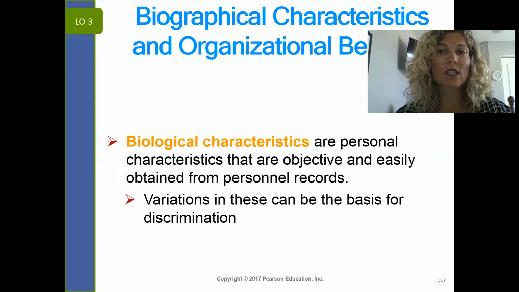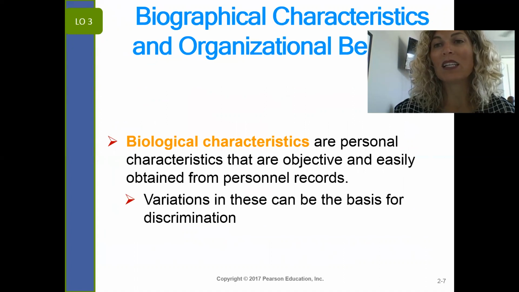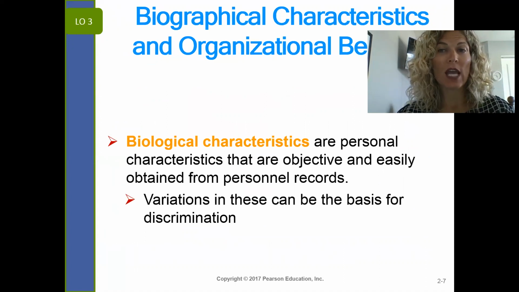So when we look at surface level versus deep level, biological characteristics are that surface level diversity. These are characteristics that are easily obtained from personnel records and are typically seen. I can look at someone and make a judgment on their race or make a judgment on their age.